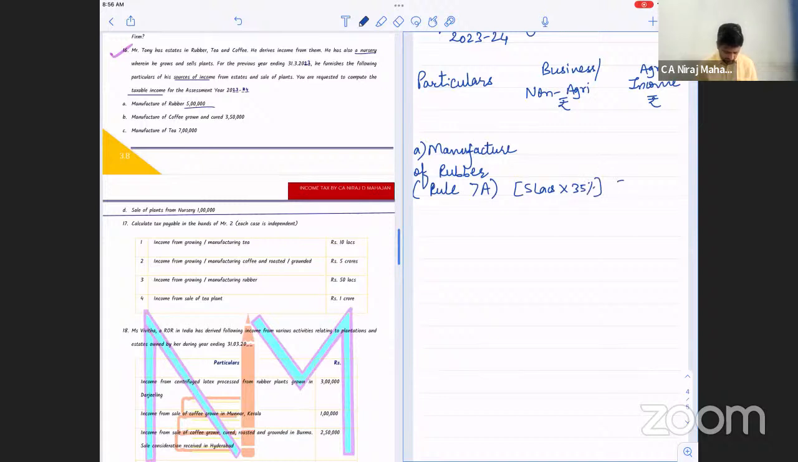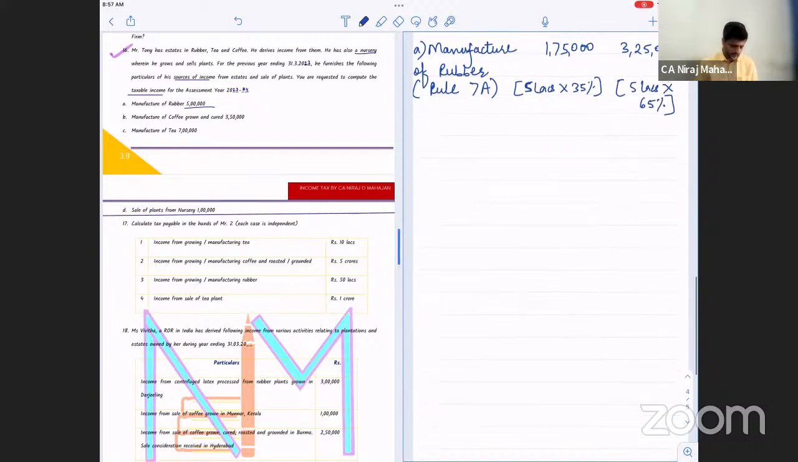And here we have 5 lakhs into 65%. Yes, everybody? So half of 3.5 lakhs, 1.75, and 3.25. Yes, still here, everybody? All okay? Should we go ahead? Sure.